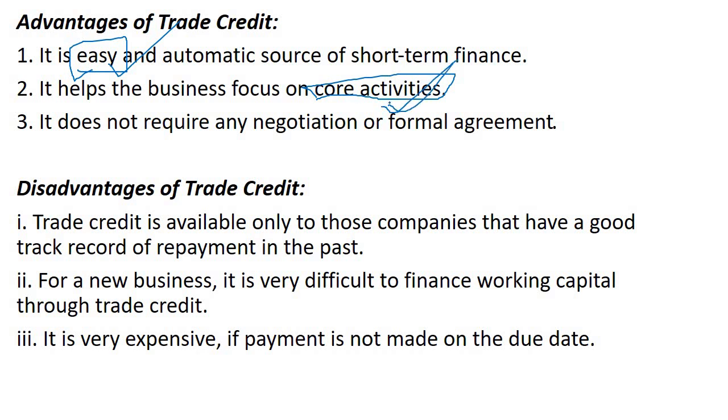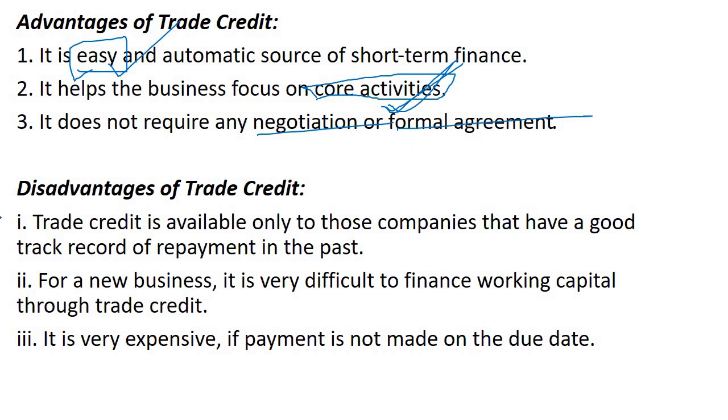Suppose we wanted to buy a plant at that time, or we had to pay for managerial skills we had to buy. So we can concentrate that money on our core activities rather than paying the suppliers at that point. It does not require any negotiation or formal agreement. So it is an easy process. It does not require any legal formalities, any negotiations or any formal agreement.